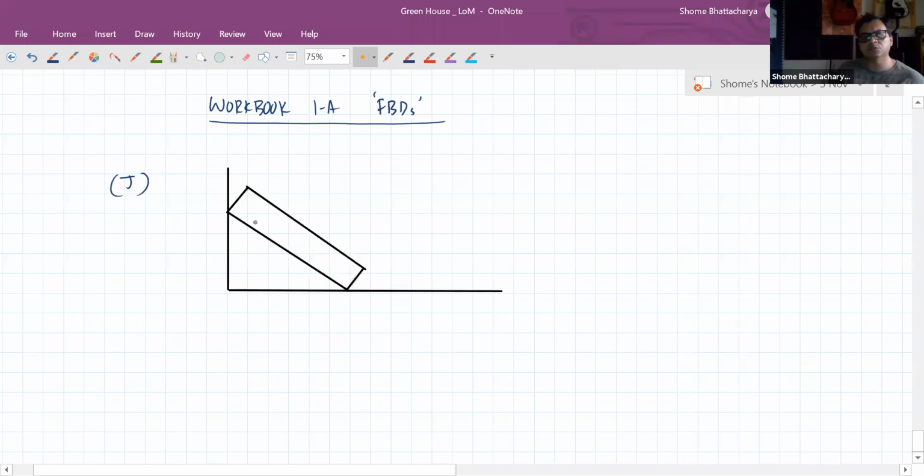Now remember, in this workbook, I'm not asking you to solve for acceleration or anything. You just have to make the free body diagram. The only thing I'm interested in is the forces. How many forces are acting? What are the forces? And what are their directions properly in the free body diagram?